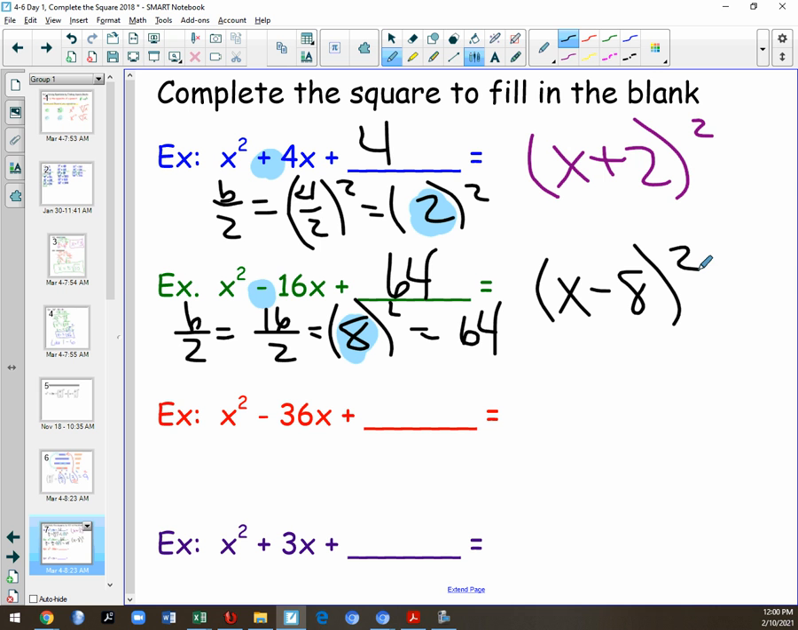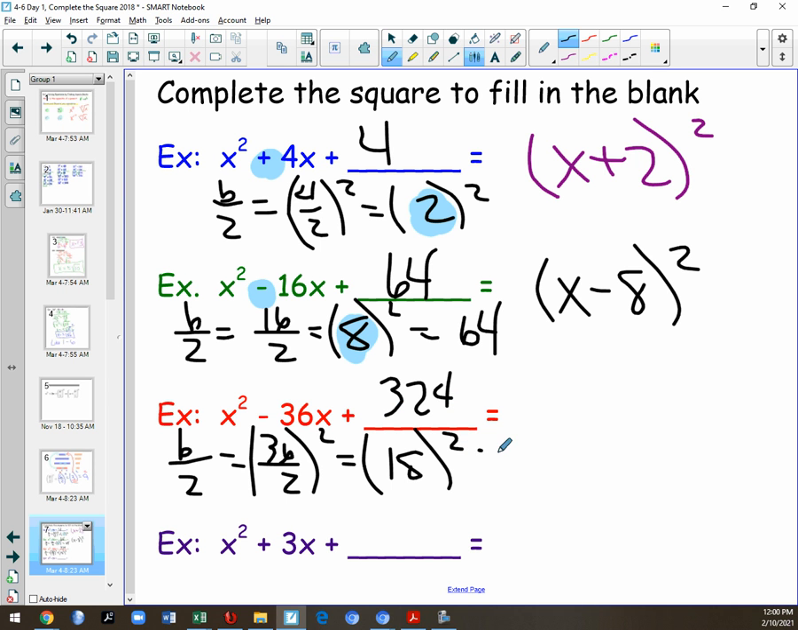Do it again. We're going to take our B value and divide it by 2, so that's 36 divided by 2. That's going to be 18 squared, and 18 times 18 is, I did not memorize that, so I have to do that. 18 times 18 is equal to 324. And that's what goes in that blank. But remember, I need this sign with this number, and that's going to give me x minus 18, quantity squared.